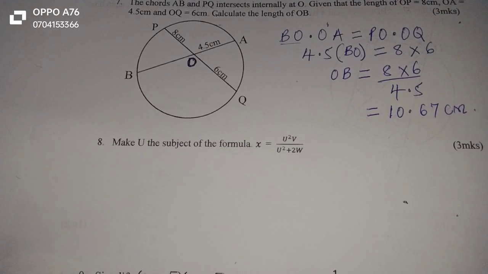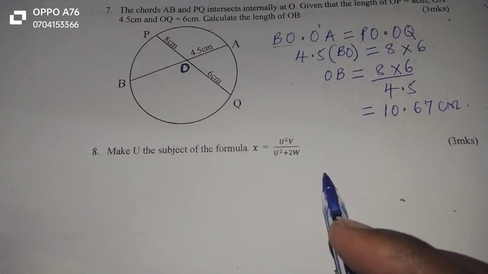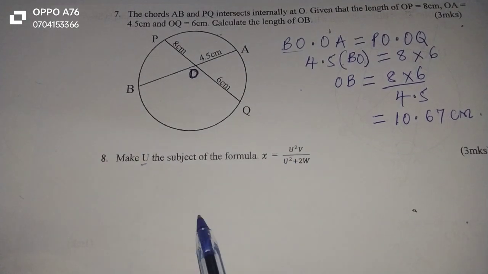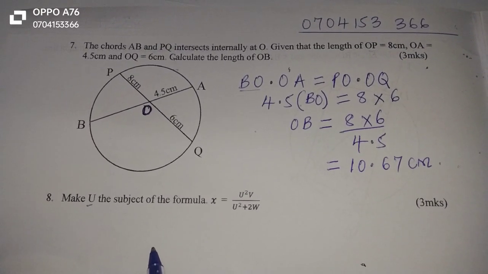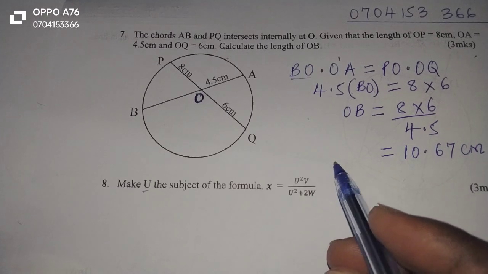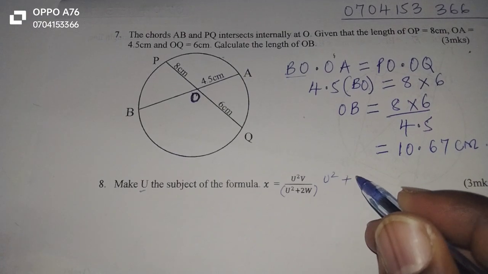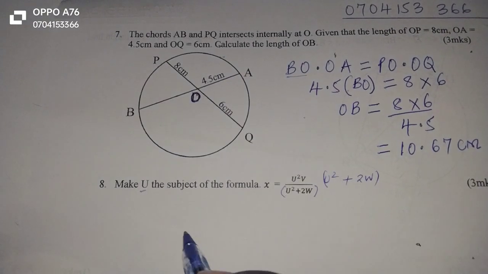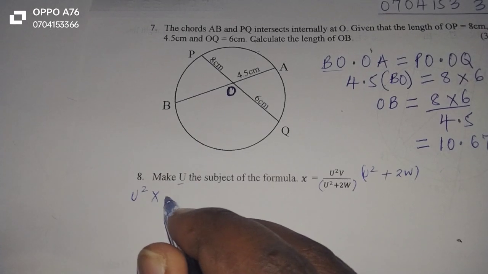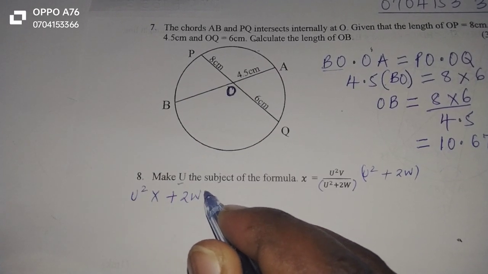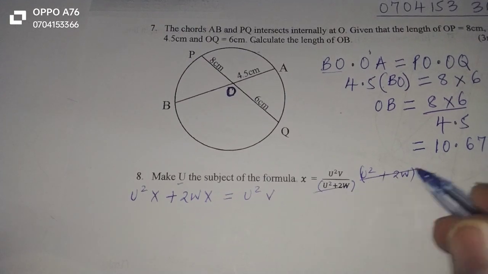Number 8, make U the subject of the formula. X equals U squared V divided by U squared plus 2W. So for us to remain with U at one side, exactly that is what we call making the subject of a formula. We have to change the subject of this formula. We can multiply through by U squared plus 2W. We also do the same for this other side. So we shall have X multiplying that. We will have U squared X plus 2WX. This is equivalent to U squared V. Remember, this one will cancel at this point.